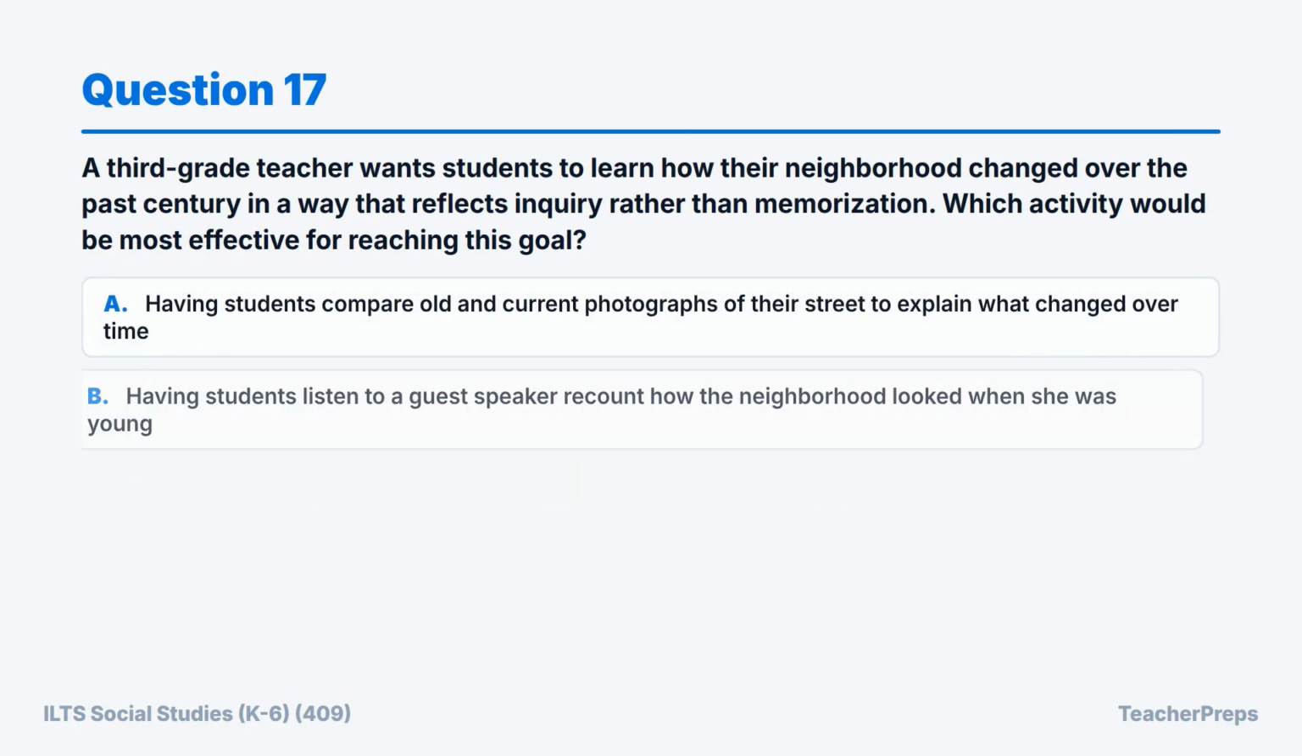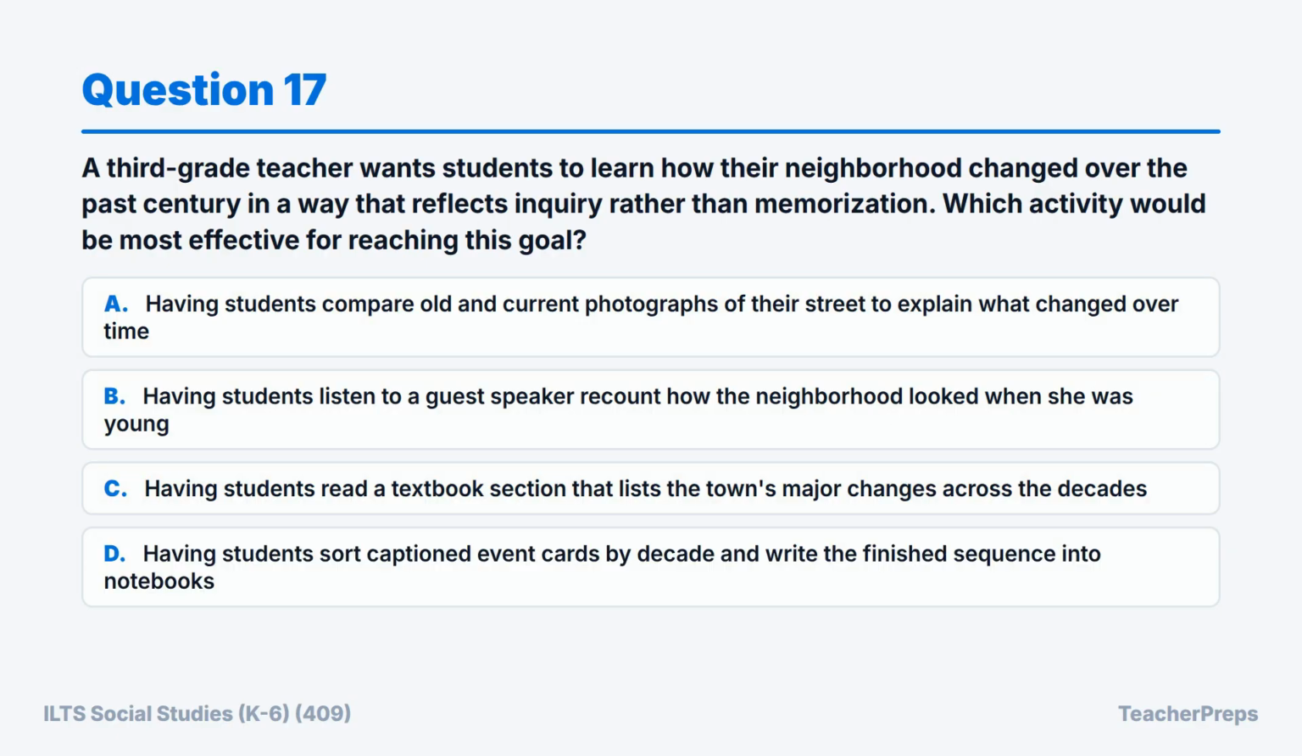Question 17. A third-grade teacher wants students to learn how their neighborhood changed over the past century in a way that reflects inquiry rather than memorization. Which activity would be most effective for reaching this goal? Pause the video and select the best answer.